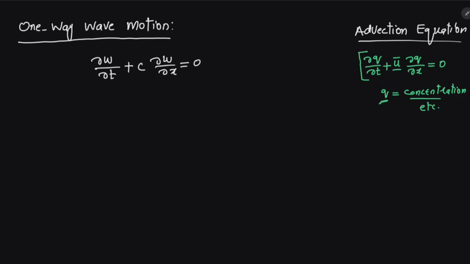and U bar is the velocity or speed of that contaminant. On the left hand side, we see W, which is a different quantity. Imagine that someone is speaking, and his or her voice reaches another person.